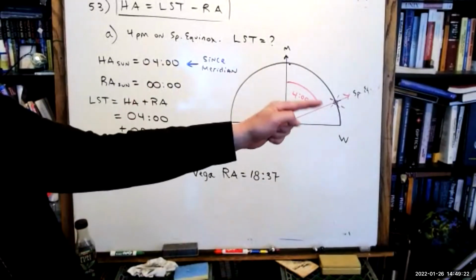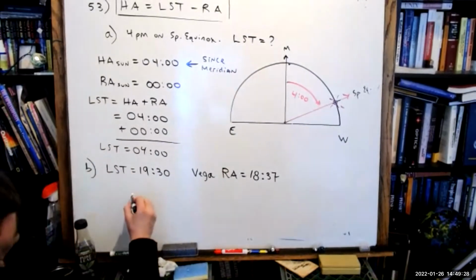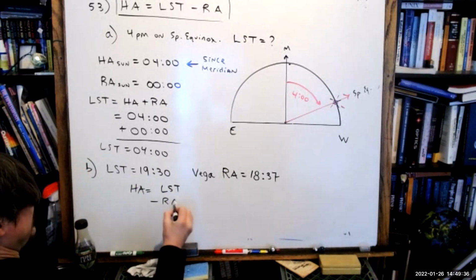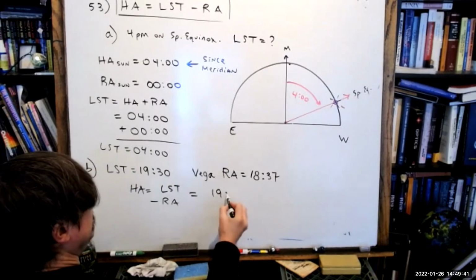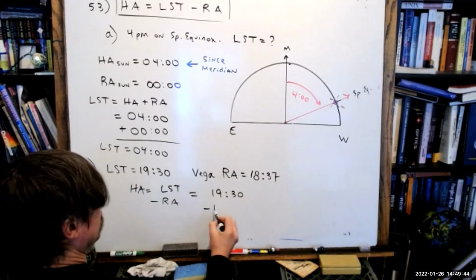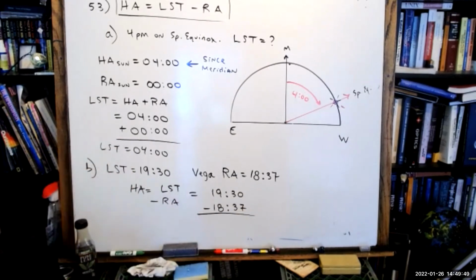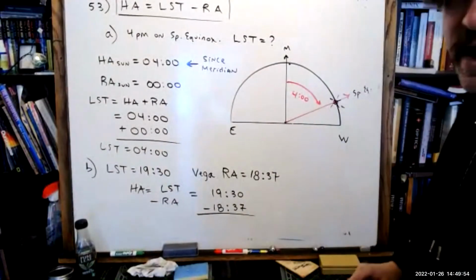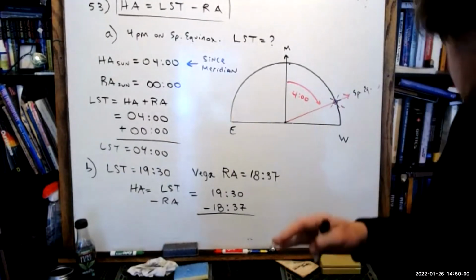The hour angle will tell us where Vega is on our local sky. If we solve the hour angle of Vega, it's going to be LST minus RA. We should stack them up. The LST is 1930. The right ascension is 1837. Now, I don't know if you guys can do this in your head, but I have a rule: I always keep my hours and my minutes separated, and then I try to glue them back together.